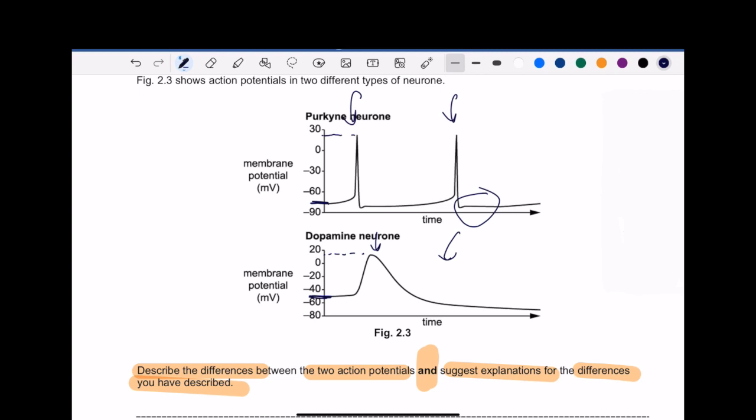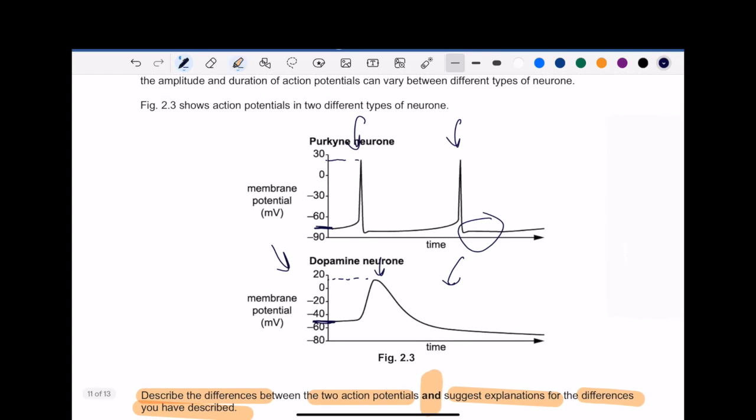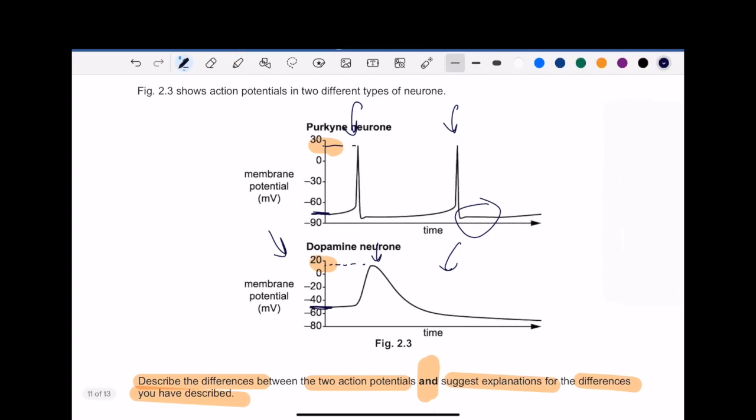What else can I see? Oh, the length of the action potential. Not only is the action potential on the dopamine neuron lower, the peak's lower, as I said, because of the numbers identified here, they also take more time, whereas this one's quite rapid, and that's how it's fitted in two peaks. So yeah, that's what I'm thinking in terms of differences.